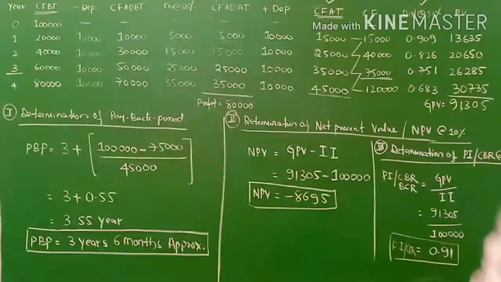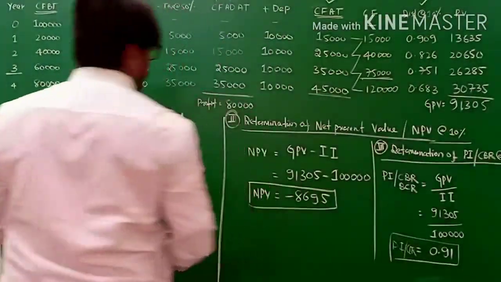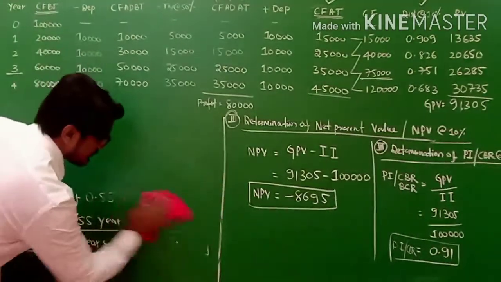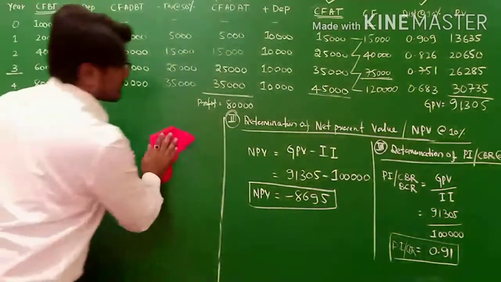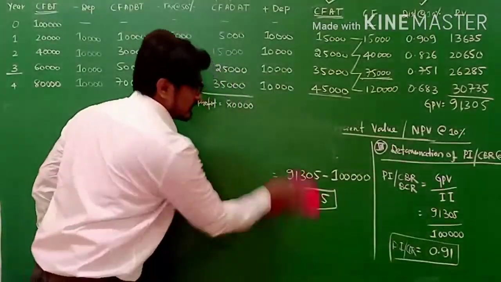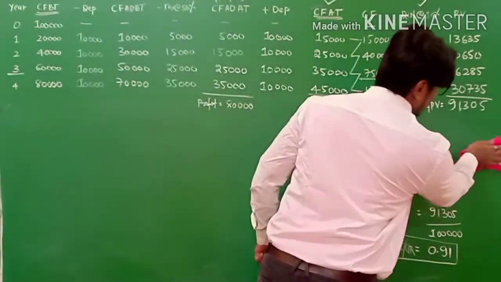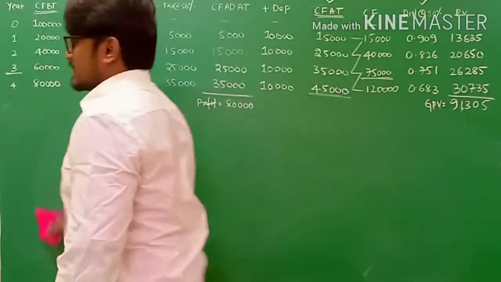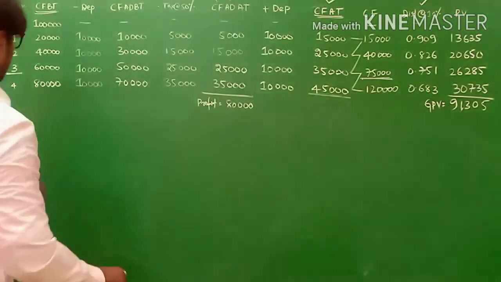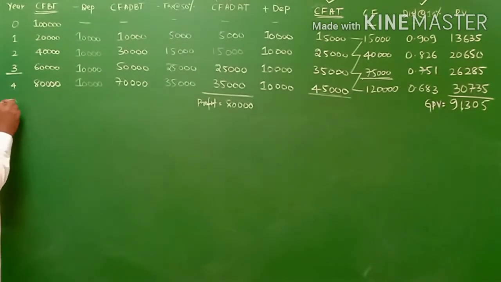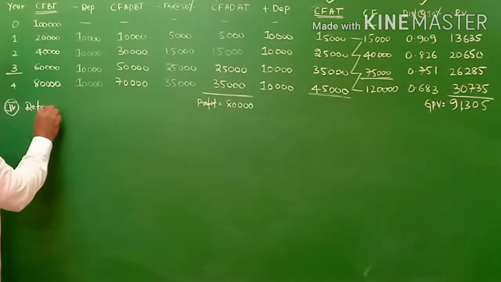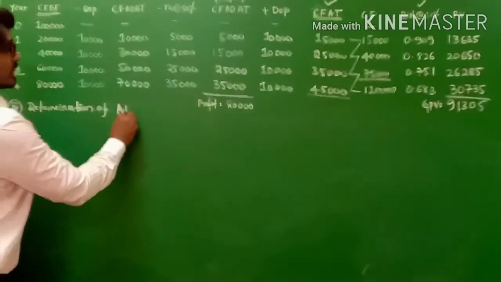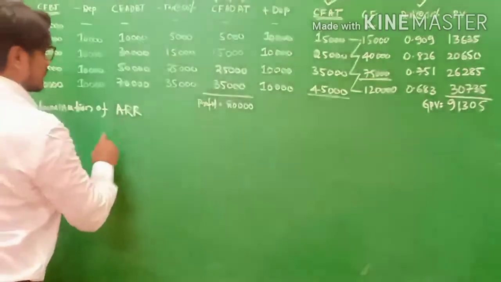So please have a very careful look to know how to find it out. I'll rub this entire 3 different techniques. Based on these 3 different techniques, this project is rejected. The next step, the fourth technique, is determination of accounting rate of return. It is also known as average rate of return.